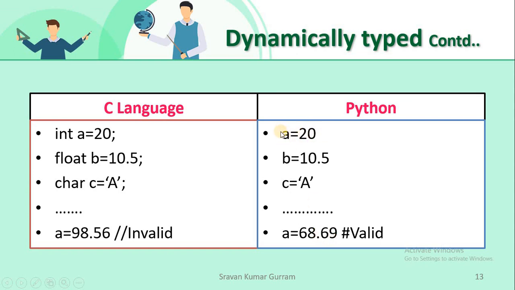At this statement, the variable A will act as an integer object or integer variable. And at this statement, the same variable can act as a floating object or floating variable. This is also valid. This nature is called dynamically typed. The type will be decided at runtime. And while developing the code, you need not specify the data type of the variable.